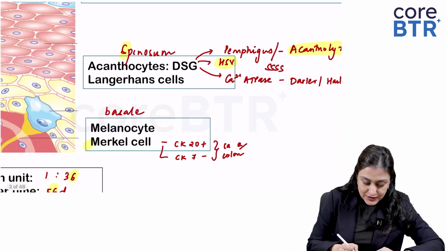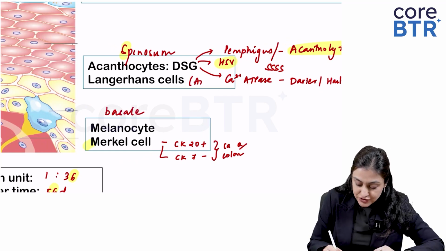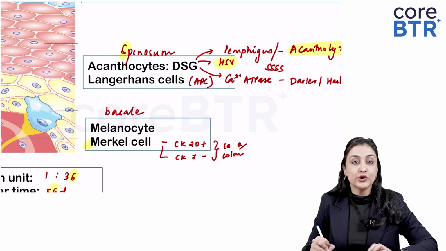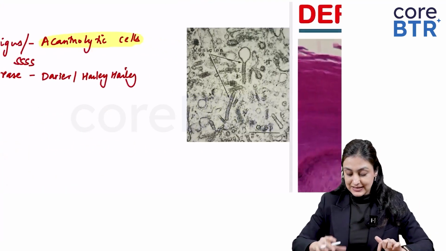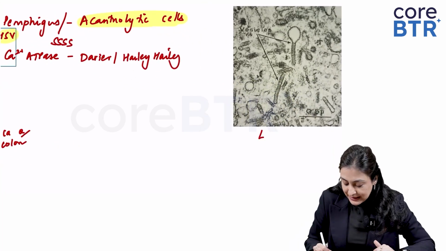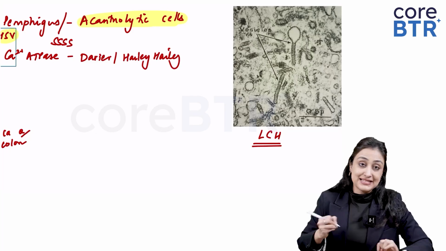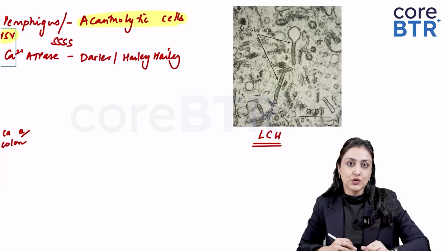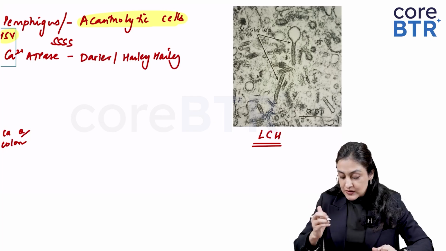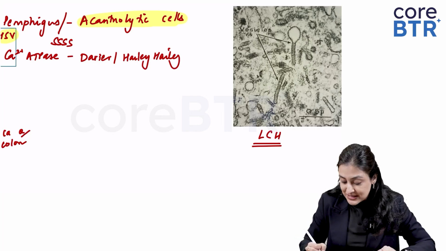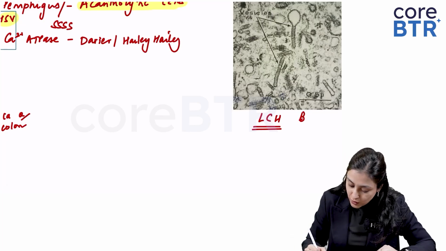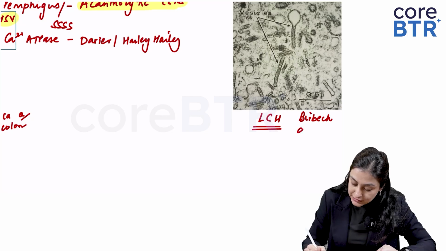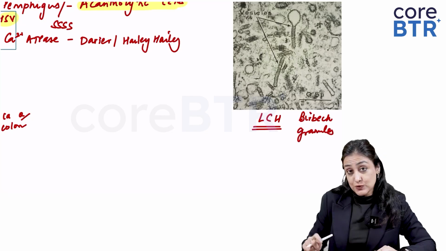Going to Langerhans. So Langerhans cells are your antigen presenting cells, right? Part of the reticuloendothelial system, mesoderm. So let's talk about Langerhans cells. With Langerhans, you need to cover LCH, Langerhans cell histiocytosis, proliferation of these cells. This is where on electron microscopy you see these granules. Does it look like a tennis racket? Yeah. So these are called Birbeck granules, tennis racket granules.